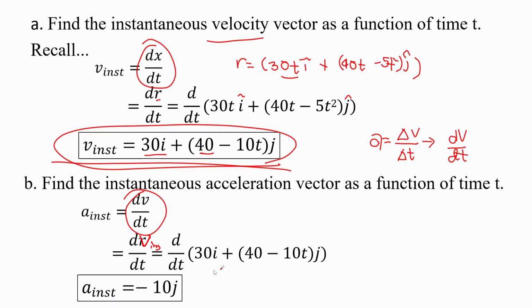So 30, take note, has no t parameter, so it becomes zero. This cancels out, and this one, t, simply becomes 1. So the instantaneous acceleration is negative 10 j hat. Okay, by simply deriving.